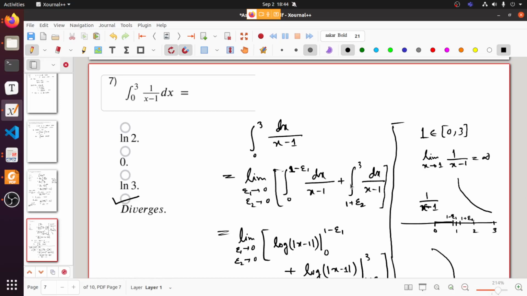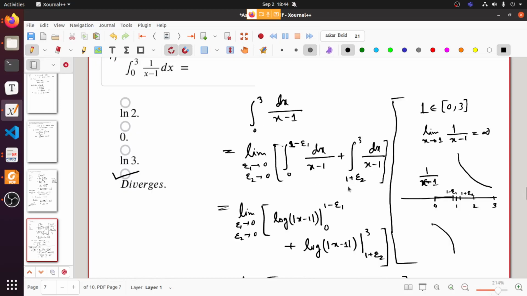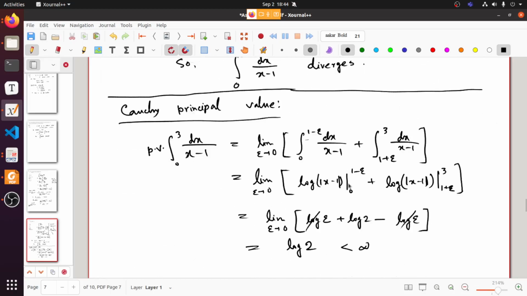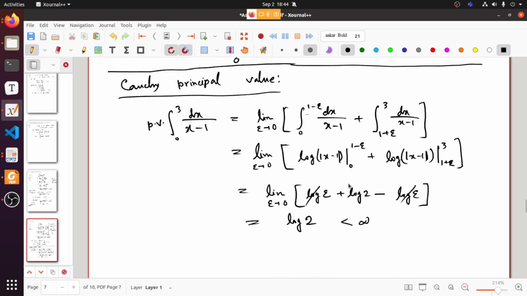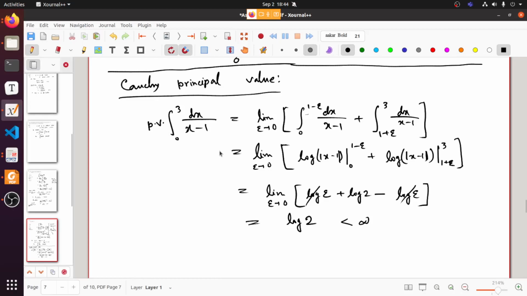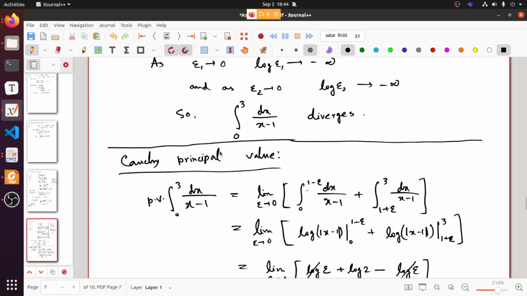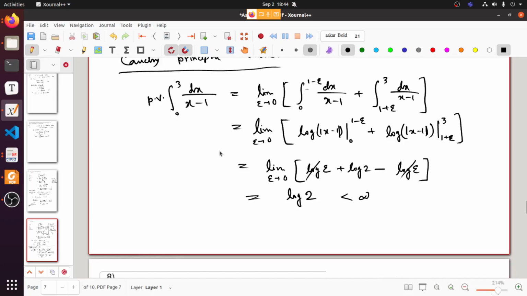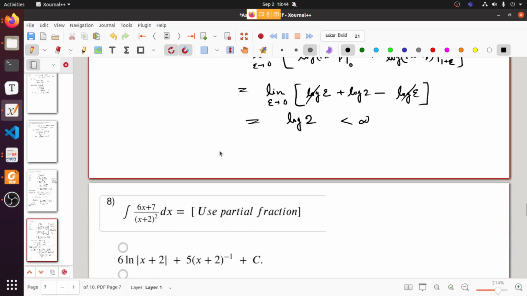Is this fine? Any doubt? Yes. So you get that this integral diverges, but the Cauchy principal value exists, right? Is this fine? Yes, sir. Okay. So now move to the next one.